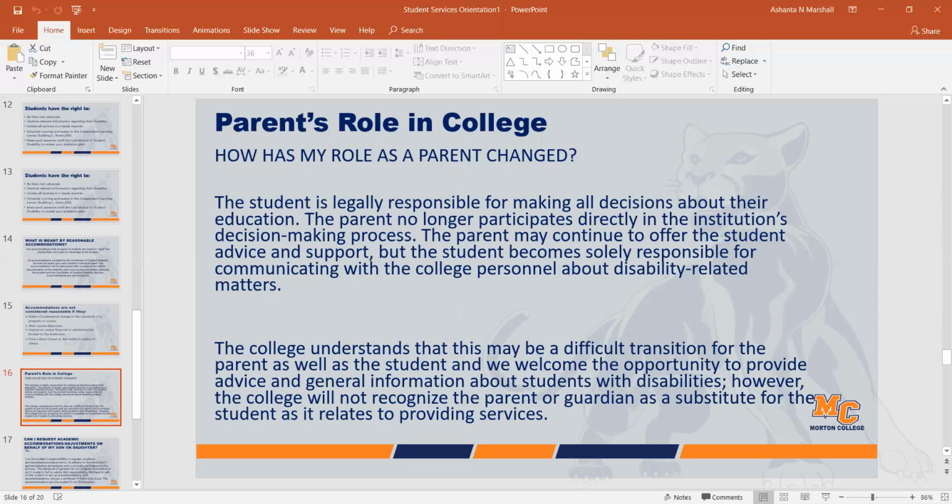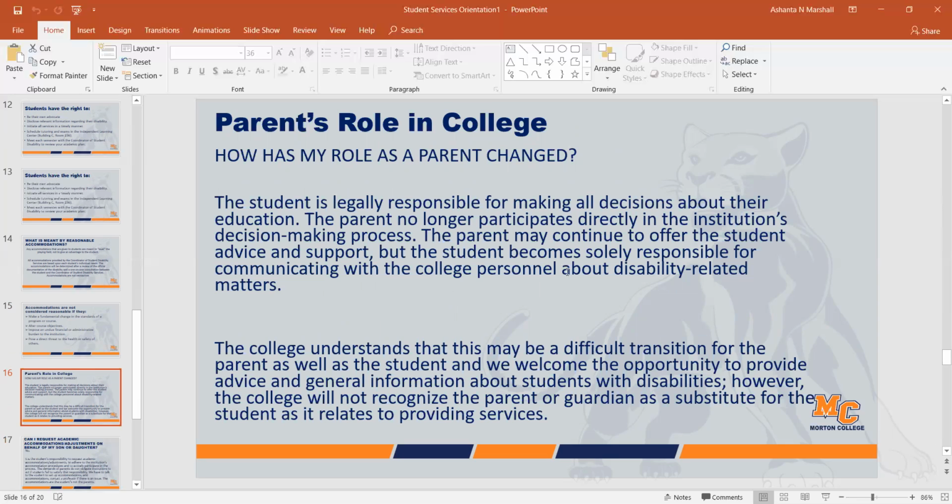Now, I did want to get into this because I didn't know if we were going to have some parents on here, so I'll just kind of breeze through this because I don't know if we do, but we may have some that may watch the recording later. So it is important to note that your role as a parent does change in higher ed when it comes to your students' IEP, their psych eval. Things are a lot different.